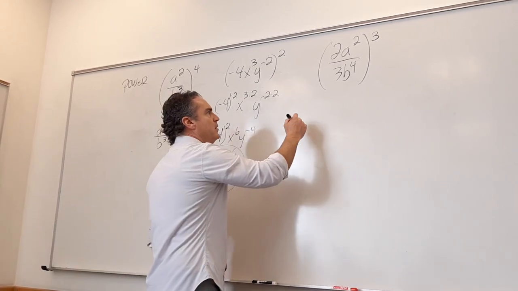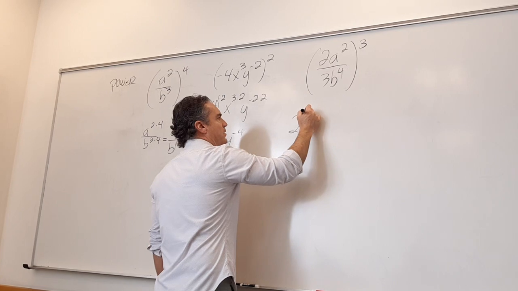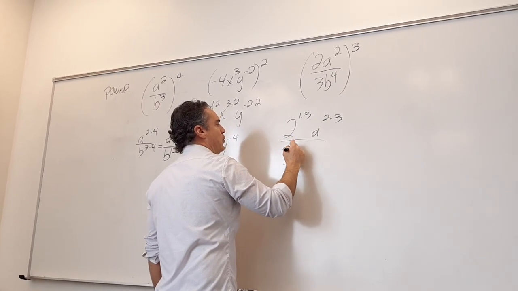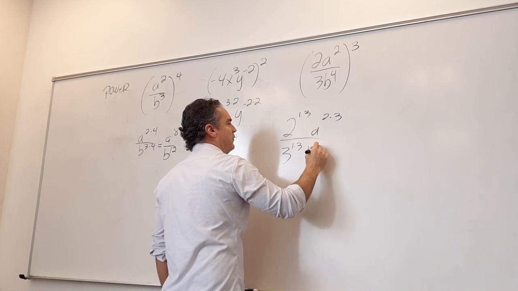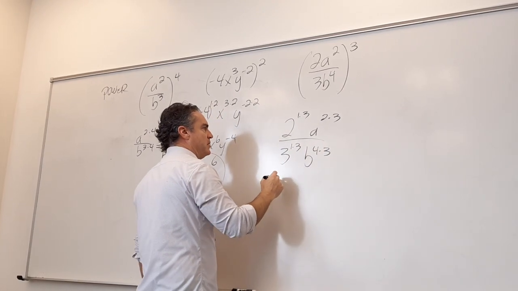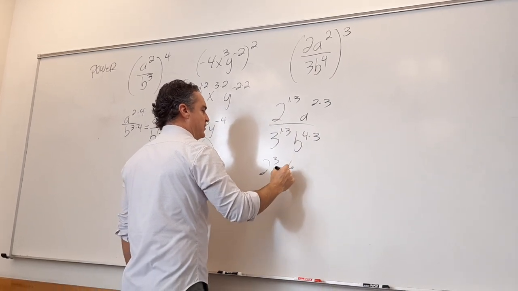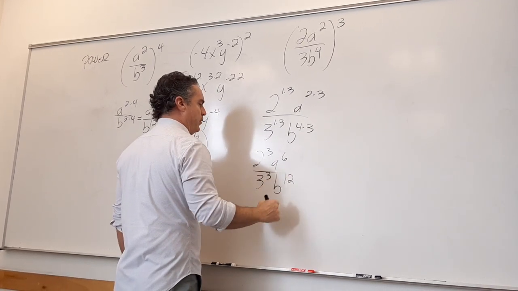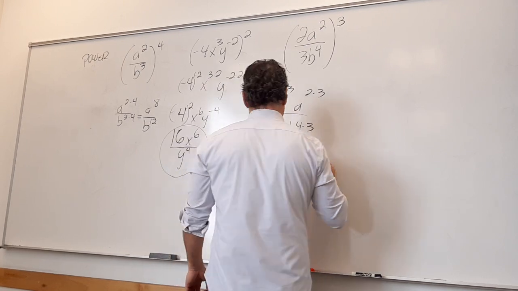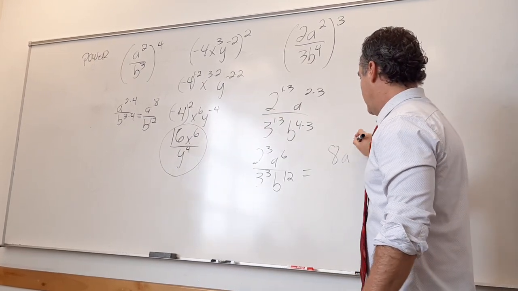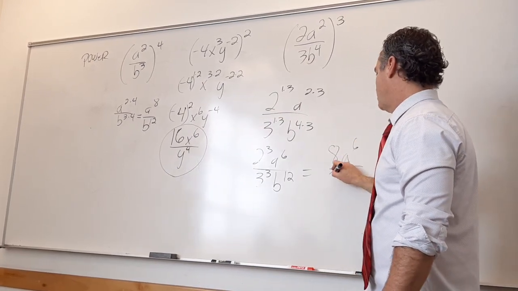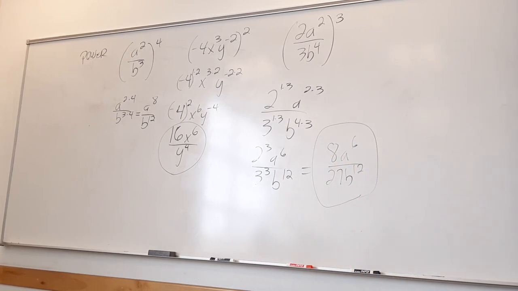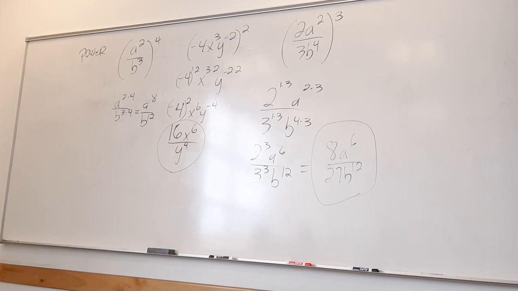This one right here is 2 to the 1 times 3, a to the 2 times 3, 3 to the 1 times 3, and b to the 4 times 3. So this ends up being 2 to the 3rd, a to the 6th, 3 to the 3rd, b to the 12th. And if we want to, we can multiply those out, because that is 8a to the 6th over 27b to the 12th. Okay? That's your final answer.